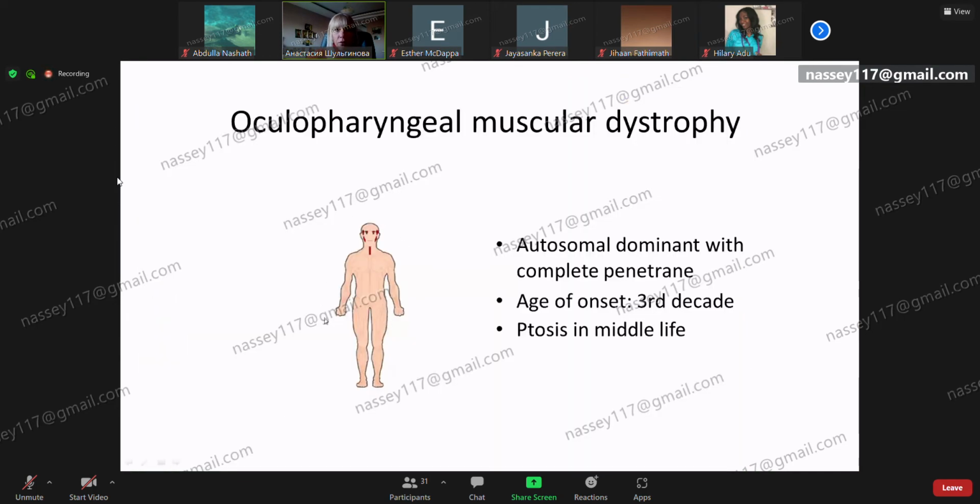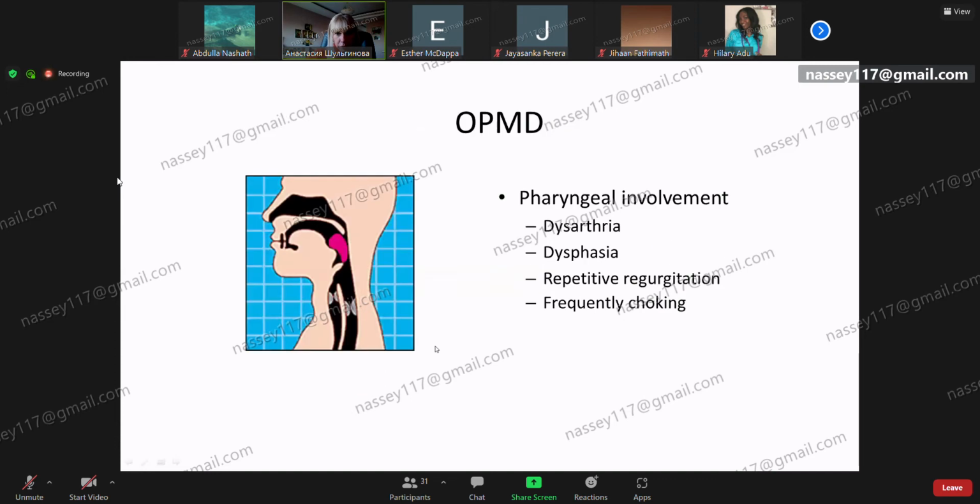Illustration of the oculopharyngeal muscular dystrophy. Autosomal dominant, onset in the third decade, ptosis in middle life. Affection only of the face, then throat, and due to this, difficulty to swallow. And more in the clinical presentation can be seen: dysarthria, dysphagia, frequent coughing, and repetitive regurgitation, weakness of the muscles of the larynx and pharynx.